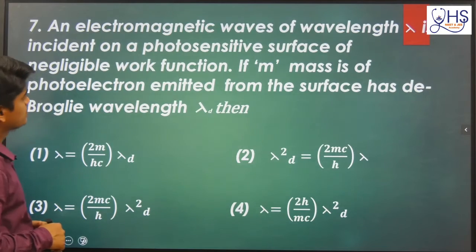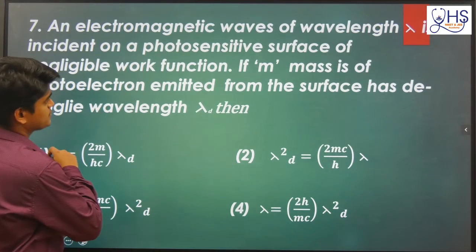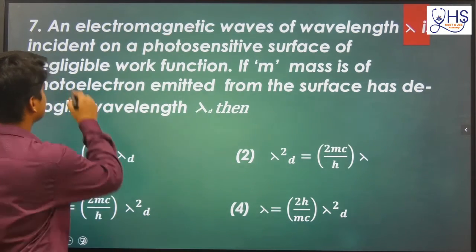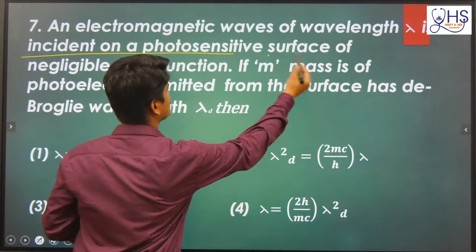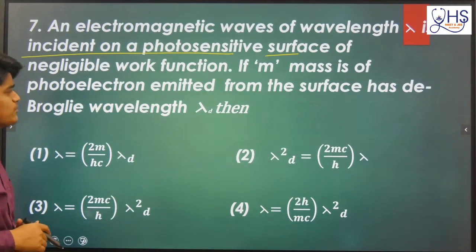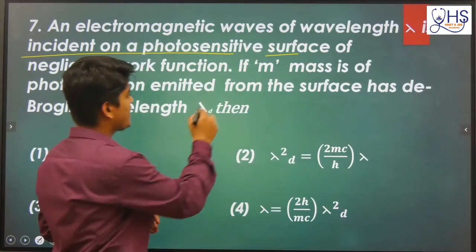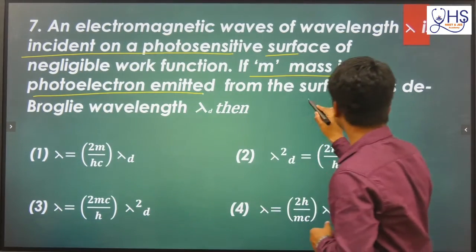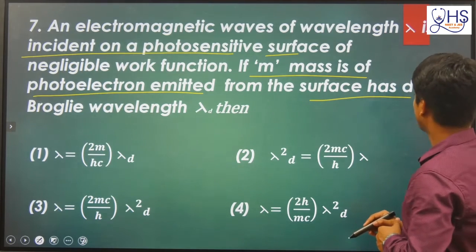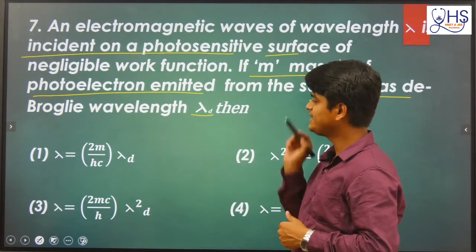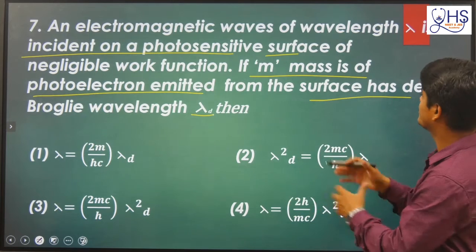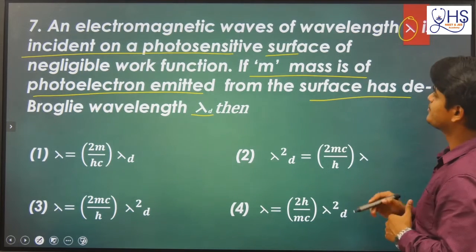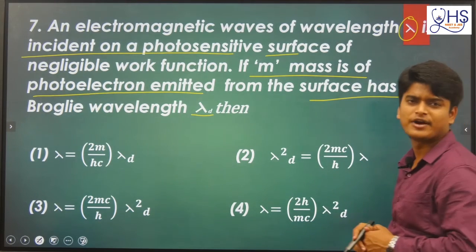Now an electromagnetic wave of wavelength lambda is incident on a photosensitive surface of negligible work function. If m is the mass of the photoelectron emitted from the surface and it has de Broglie wavelength lambda d, then what is the condition coming? Some condition is given, and here some incident wavelength lambda is given.